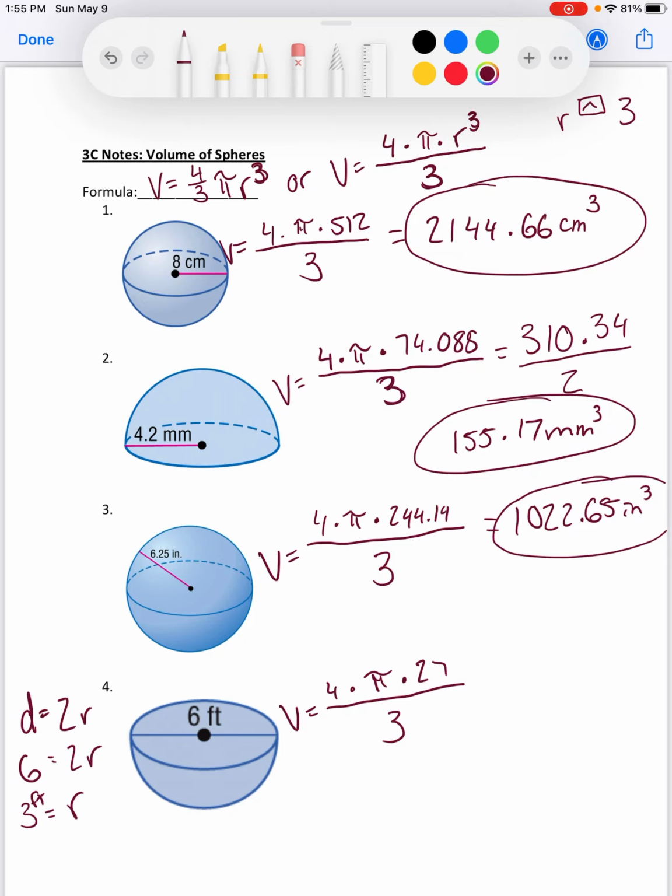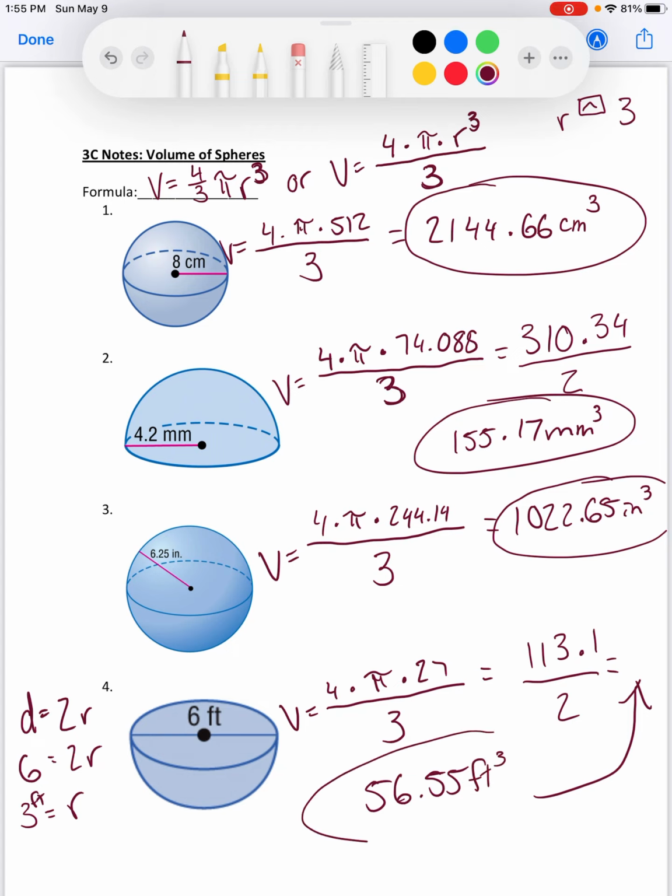4 times pi times 27 equals 339 divided by 3. So the volume of this sphere would be 113.1, but we of course have a hemisphere, so we only have half the sphere, so we're going to want to divide that by 2, which will leave us 56.55 feet cubed as our volume.